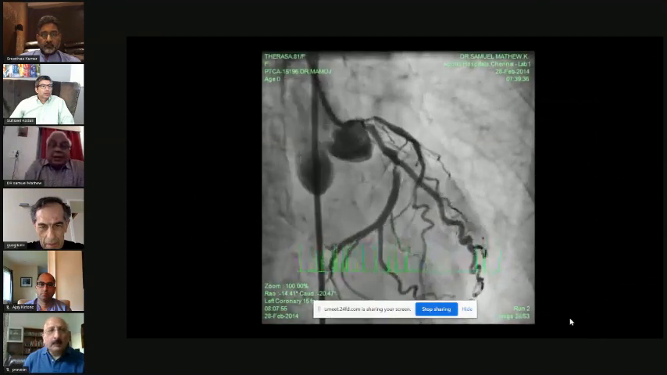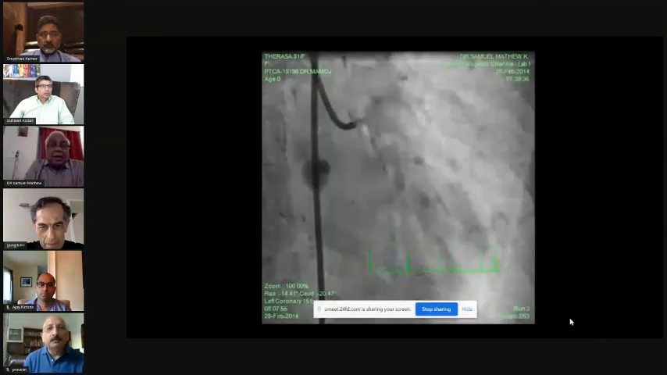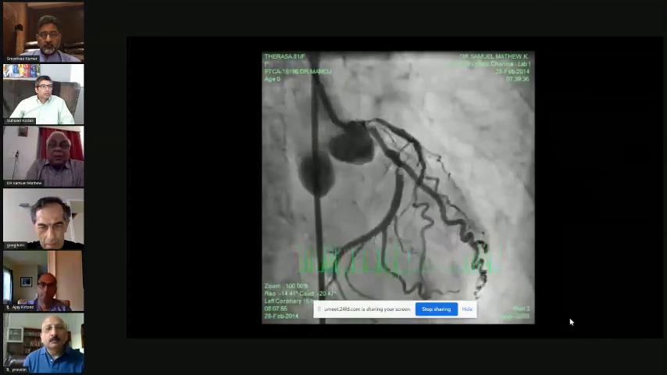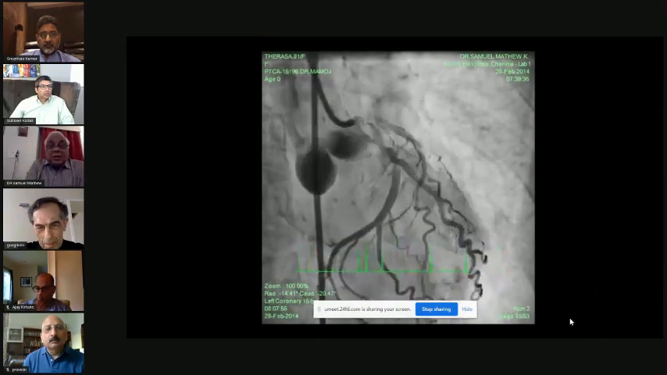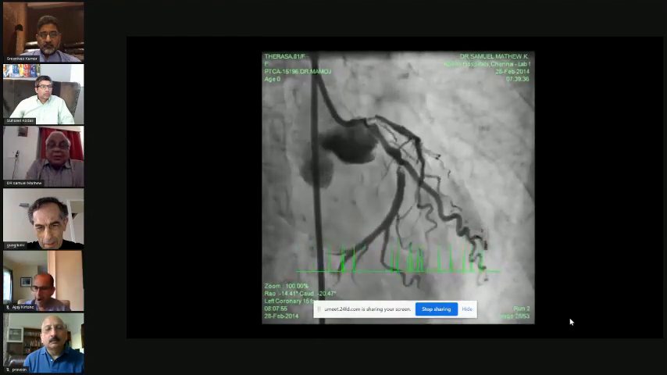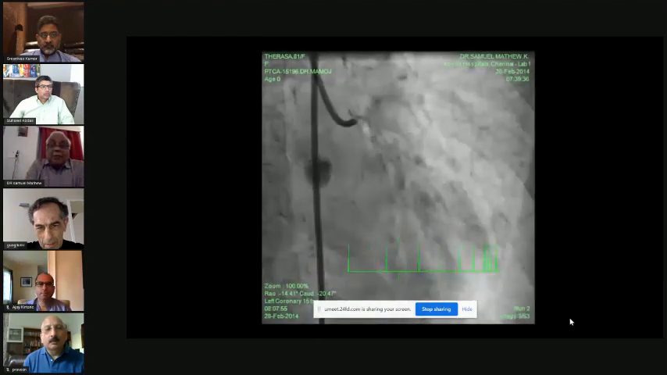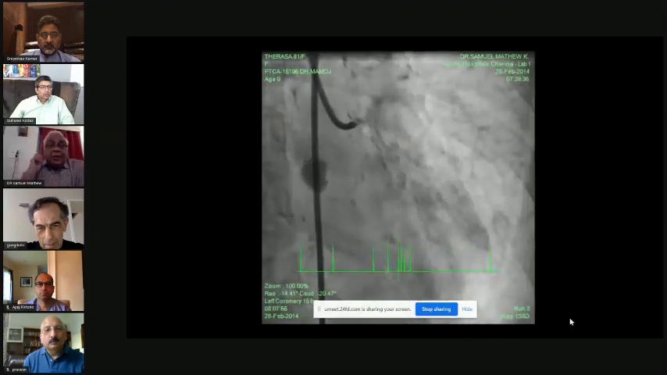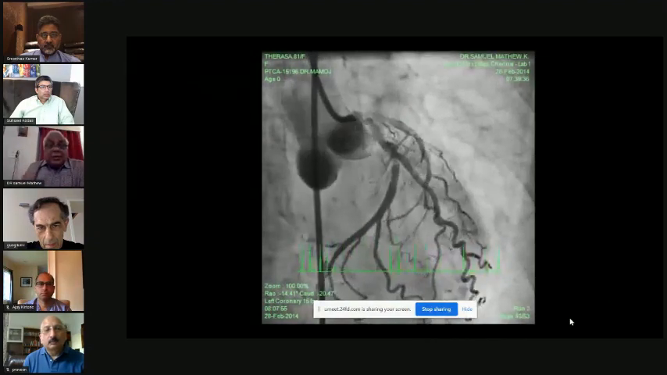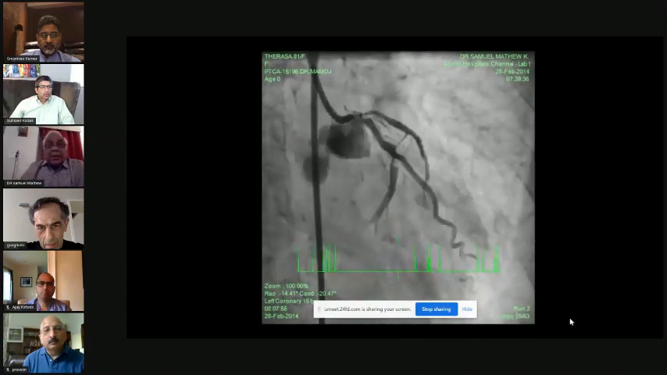This is a patient with unstable angina, 81 years old, lots of comorbidities, weighing only 36 kilos. The surgeon said there is no way he would operate, and LV function was significantly compromised. This we did live for one of the India Live sessions in 2014.